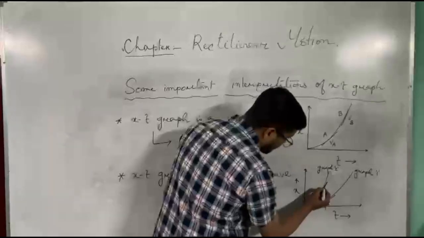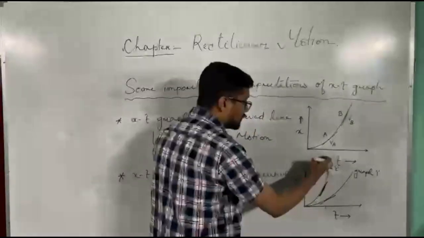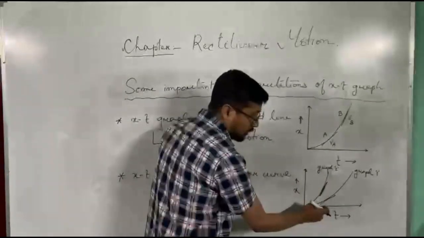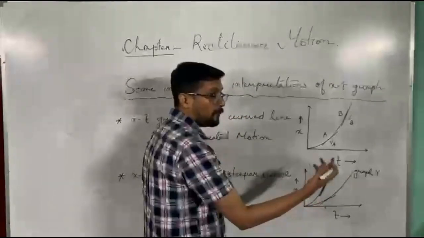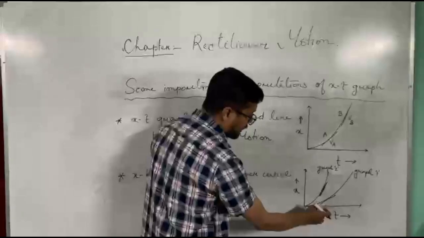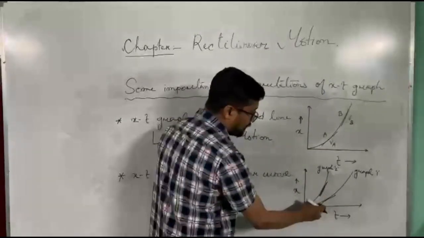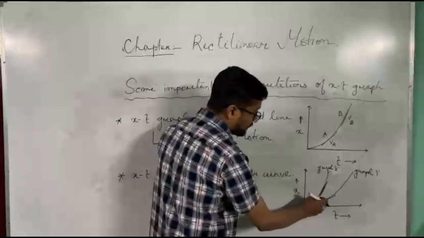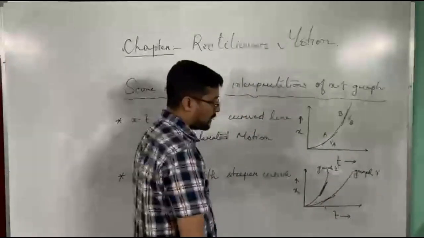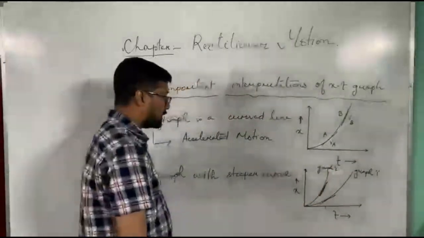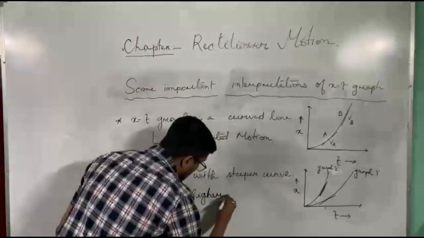That means when the curve is steeper at the same time instant, the slope is higher. That means the velocity at the same instant on this curve is higher. That means for the second object at the same time instant, the object is at higher velocity than the object whose motion is represented by this graph. That means the steeper curve represents higher velocity.